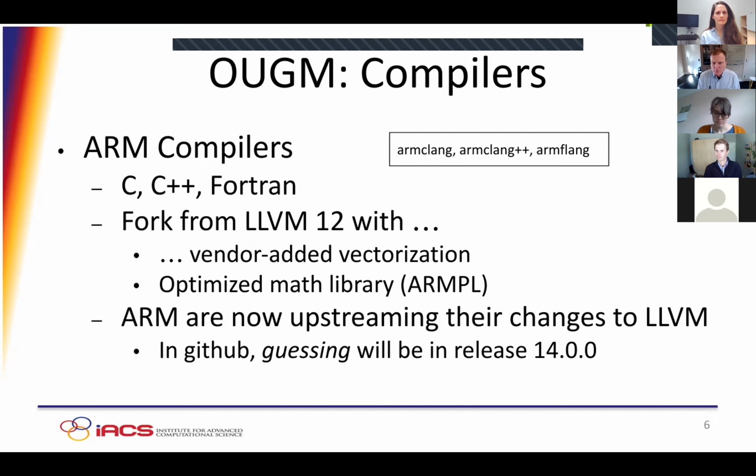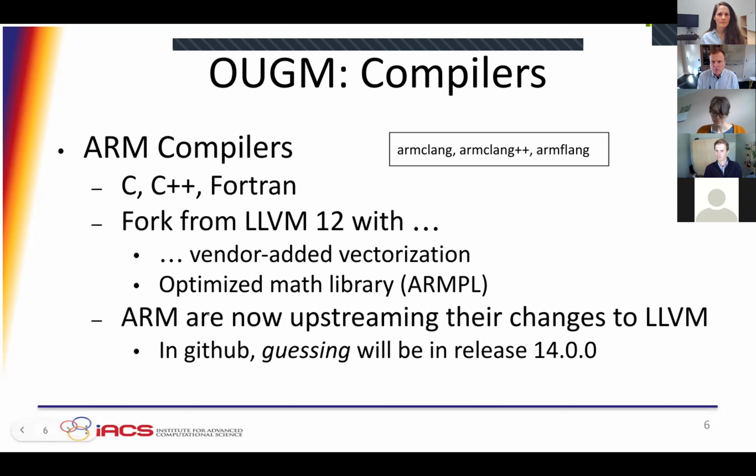ARM. The architecture of the A64FX is an ARM chip, and ARM produced their own compilers. It's a fork of the LLVM framework. So if you're familiar with Clang and Clang++, this is an ARM extension to that, mainly by adding the word ARM in front of the compiler name, which is rather cunning. And ARM have added their own vectorization support to this fork of LLVM. And it also has this optimized math library called ARMPL that can get your speed up.